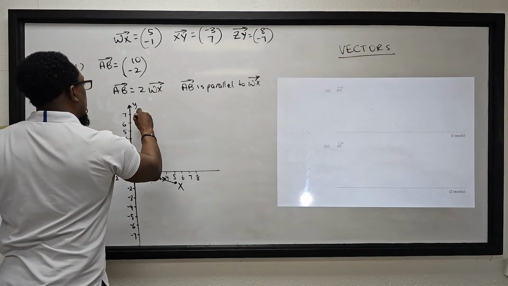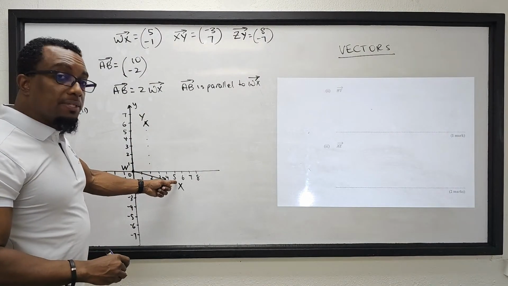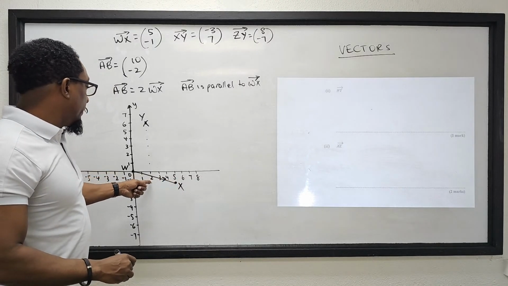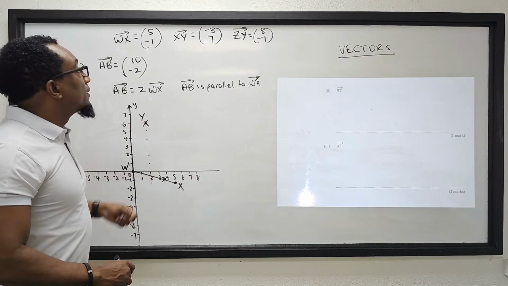This will be Y. So you're moving 3 to the left because it's -3, 1, 2, 3, and 7 upwards. So 1, 2, 3 from X and 7 upwards.